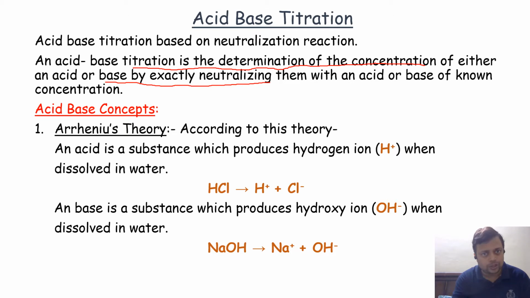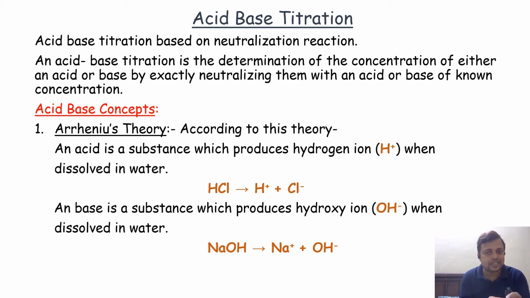In this particular slide we will discuss the different concepts of acid and base. First, the Arrhenius theory. According to this theory, an acid is a substance which produces the hydrogen ion, H plus, when dissolved in water. A simple example, HCl: when we take it inside the water, it ionizes and gives H plus ion plus chloride ion. So H plus ion is responsible for the acidity. An acid is a substance which produces hydrogen ion when dissolved in water.